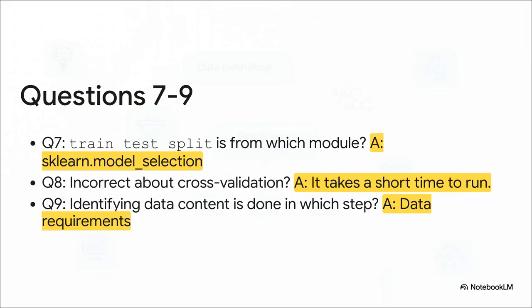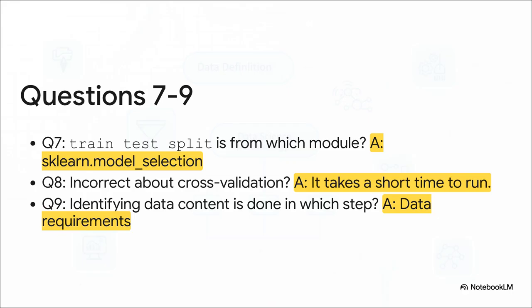Question 7. Where do you find the train test split function? That's in sklearn.model_selection. Question 8. What's the big lie about cross-validation? That it's fast. Nope. It's actually pretty heavy on your computer because you're training a bunch of models, not just one. But the payoff is a much more trustworthy evaluation.